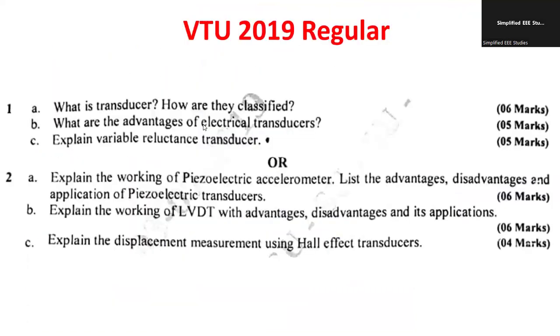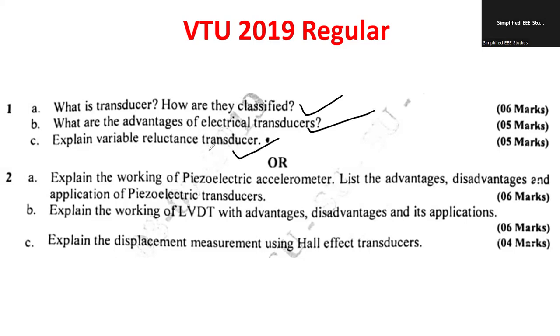Now, VTU question paper 2019 is a regular paper. So I found that all the questions are theory based only. For example, you can check it up. The first question is, what is transducer? How do they classify? What are the advantages and disadvantages of electrical transducer, which carries 5 marks?